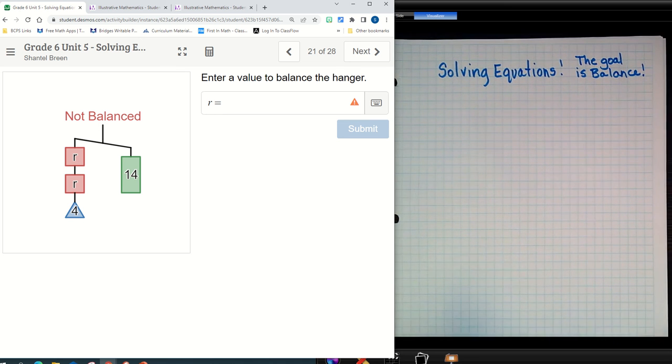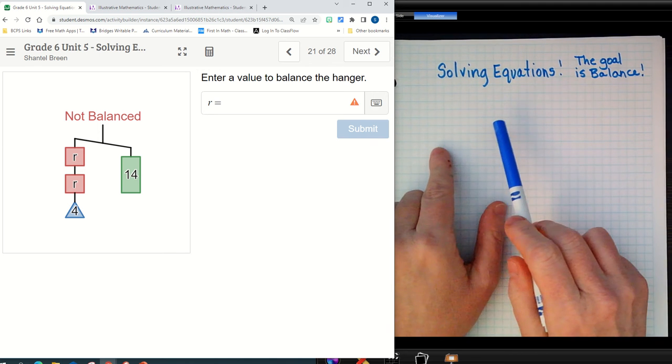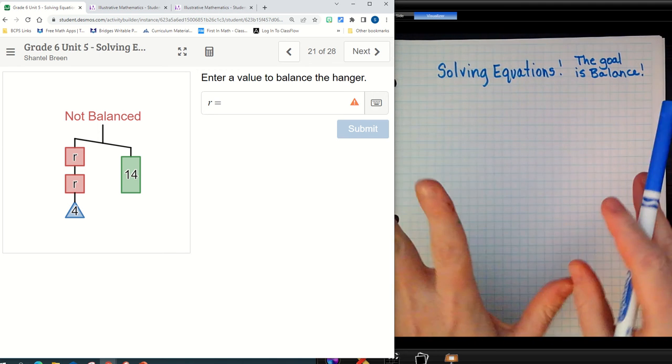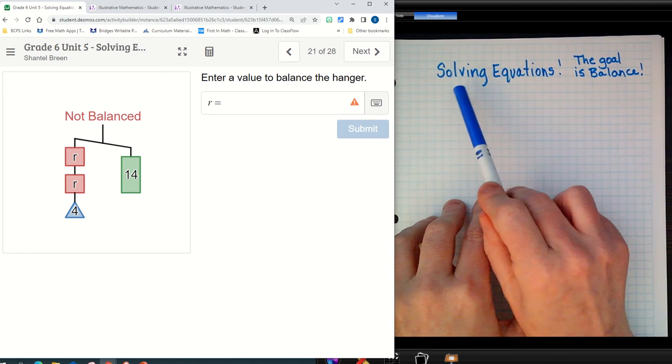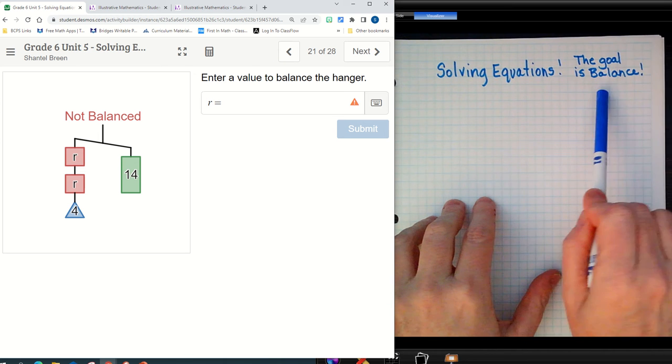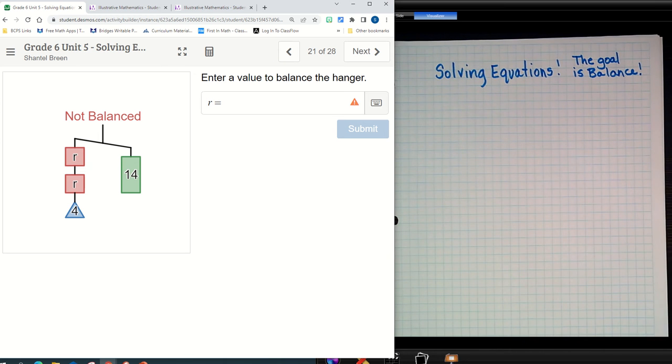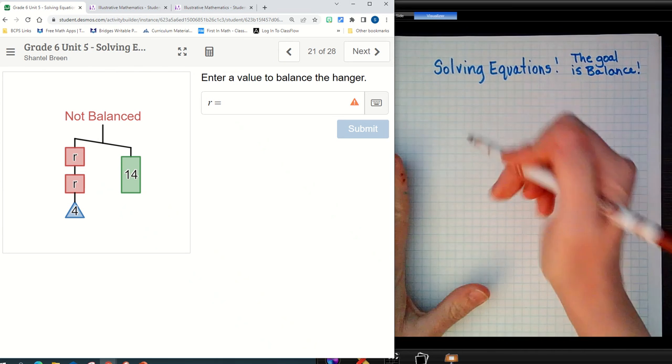All right, we are back, and this is going to be part 2. So now we're going to step it up a little bit, and we're going to solve some more complicated or leveled up equations. These are two-step equations, and remember, when we're solving equations, the goal is balance. The goal is to keep our equations balanced. All right, so here we go. We're just going to continue right with what we started in the last class.